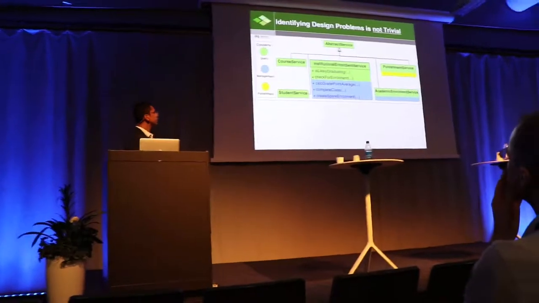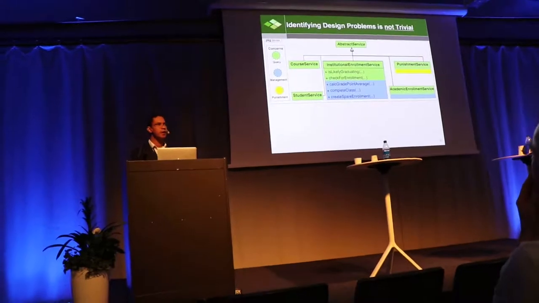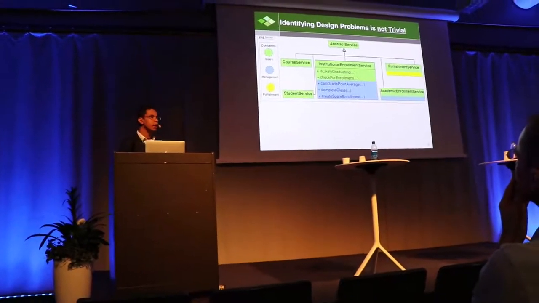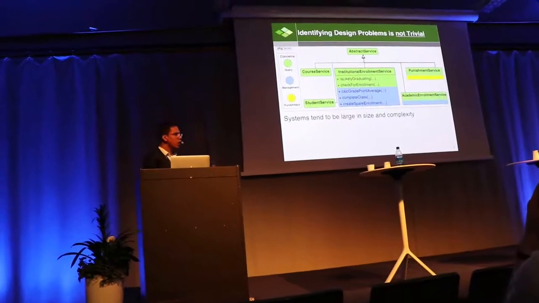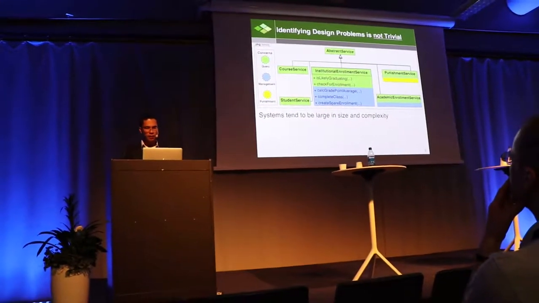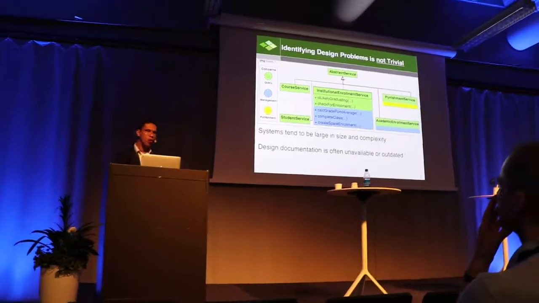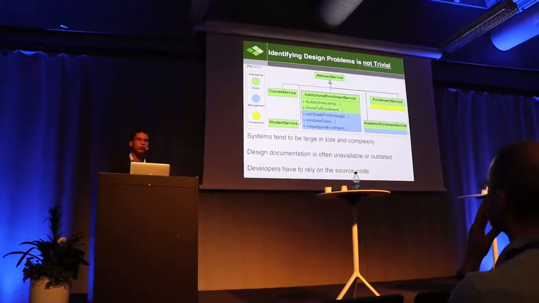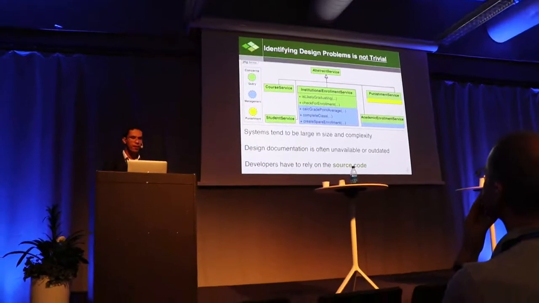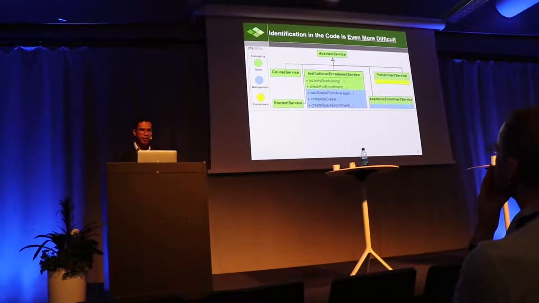Unfortunately, the identification of design problems is not a trivial task. There are several characteristics of this task that make the identification hard. For instance, systems tend to be large in size and complexity. Usually, the design documentation is unavailable or outdated. In this case, developers are forced to analyze the source code to identify design problems. And analyzing source code makes it even more difficult to identify design problems.